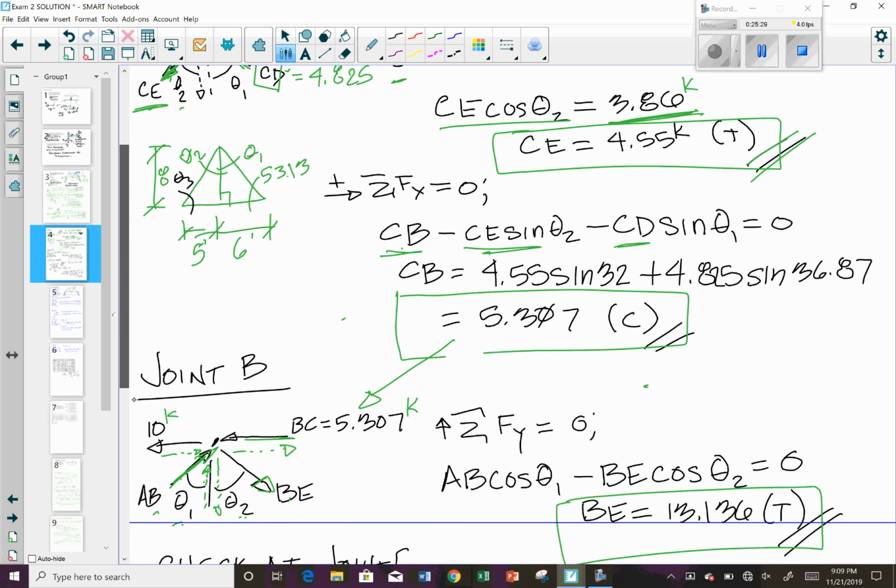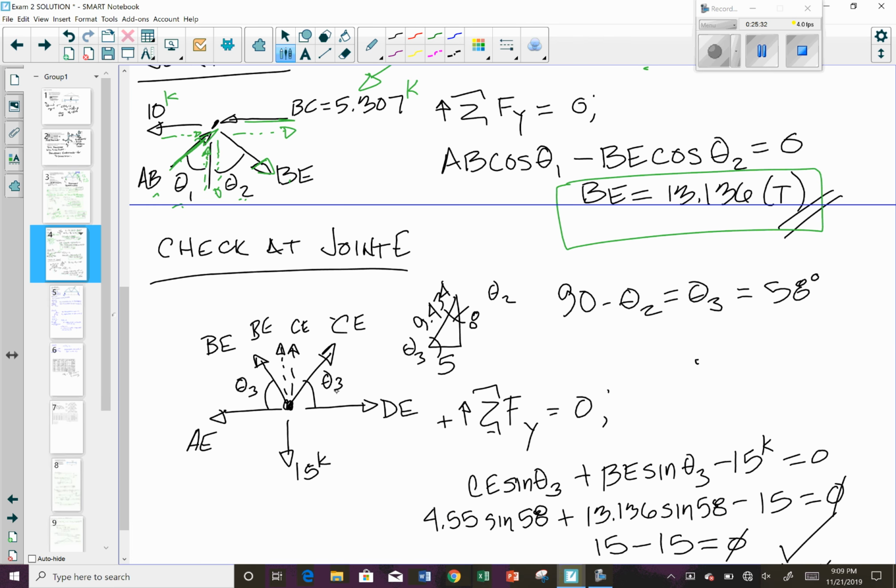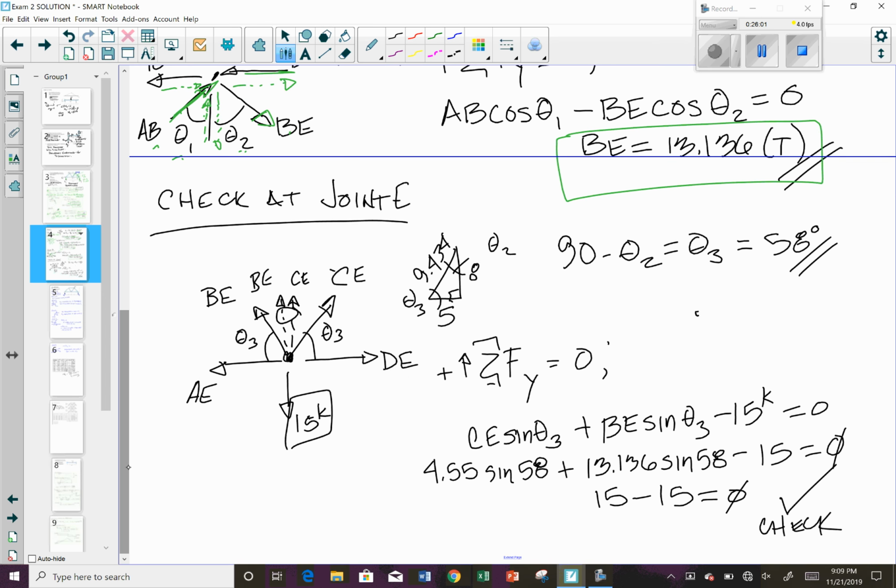So coming back down here, let's look at it. Theta 3 is equal to, we have theta 2 here. This is a 90. So 90 minus theta 2 equals theta 3. So that theta 3 is equal to 58. The vertical components of these were both in tension. They're both pulling away, so they're both in tension. The vertical components are both going to be going up. Therefore, the sum of the vertical components is going to be equal to 15. If they do, then you balanced everything correctly. So you've done your method of joints correctly. And so you should always be doing a check like that.